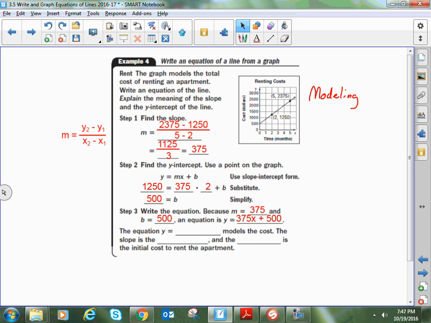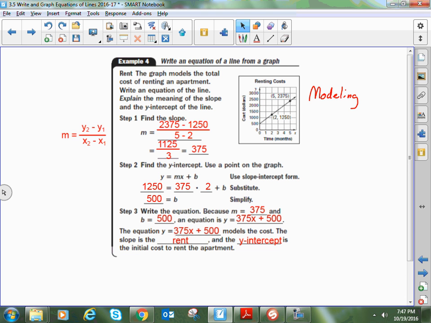So the flat fee that they charge you is like their cost. That's what we would think of as the y-intercept. And the hourly rate that they charge you to fix something, that's the slope, the rate of change. So in this case, the 375, the slope that we figured out, that's the monthly rental cost, and the y-intercept would be the deposit for when you want to rent an apartment. So $500 of deposit and $375 a month for rent.